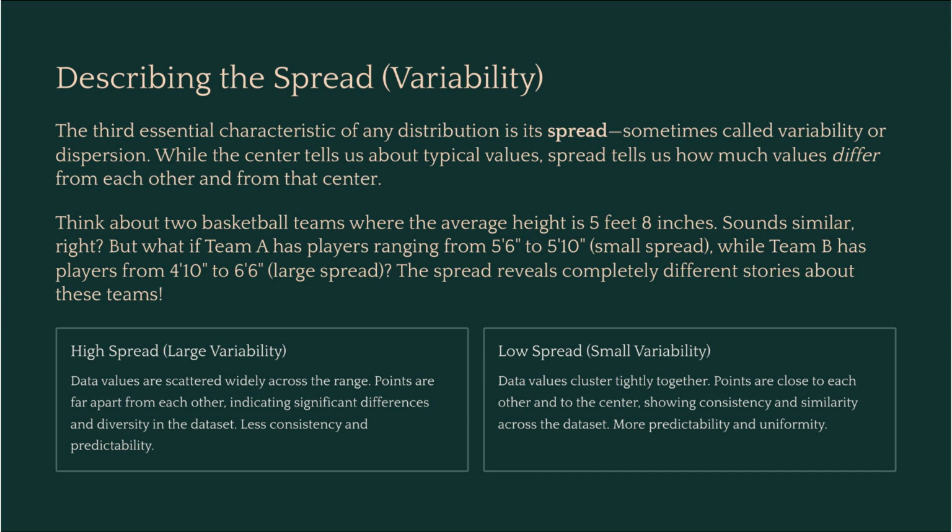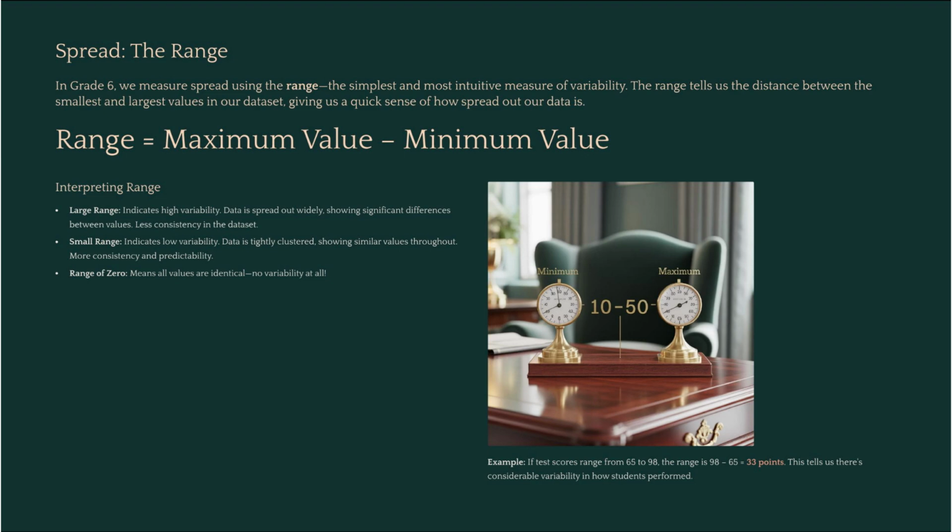Finally, we talk about the spread, which measures the variability of the data. Spread tells us how much the data points differ from the center. Are the numbers all really close together, or are they scattered widely? For grade 6, the main measure we use to quantify this spread is the range. The range is easy to calculate. You take the largest number in the data set, the maximum value, and subtract the smallest number, the minimum value.